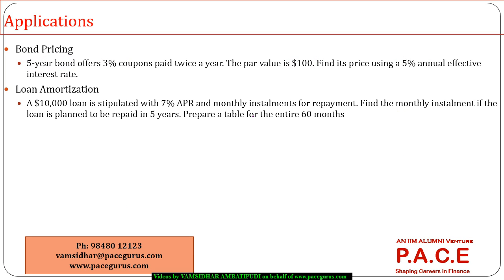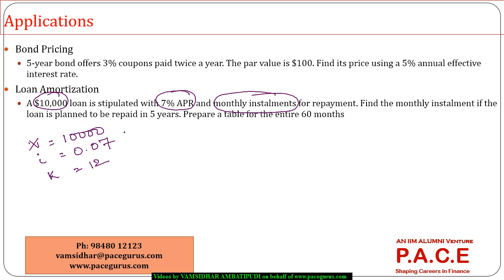Then let's take up another example in this context. Loan amortization. We are talking about a 10,000 loan stipulated with a 7% annual interest rate, the annualized periodic rate. So the loan amount X is equal to 10,000 bucks. The interest rate is 7%, and there are monthly installments. So my K is coming out to be 12. I'm talking about a monthly installment here.